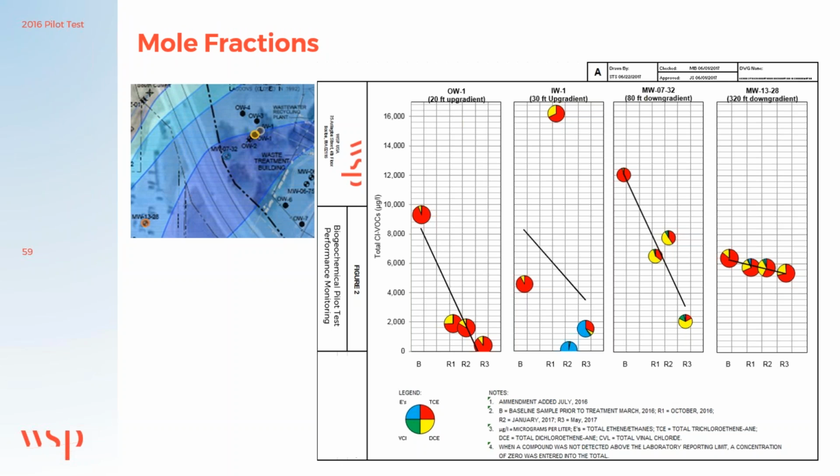In OW1, there is a great total VOC concentration decrease, but not many daughter products are present. IW1 and MW7 show great concentration decreases and sequential product degradation, reductive. IW2 shows a strong biosignature with lots of ethane and ethene. MW13 only shows a slight decrease in concentration trend, but does show some daughter product formation.